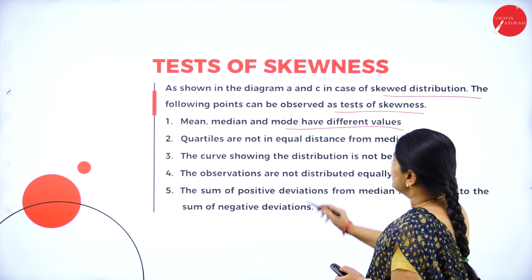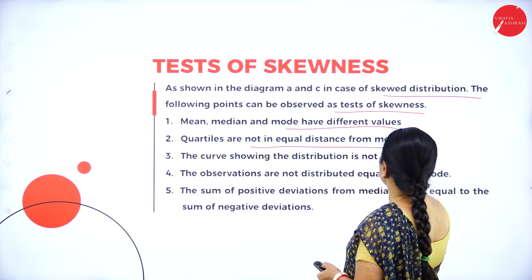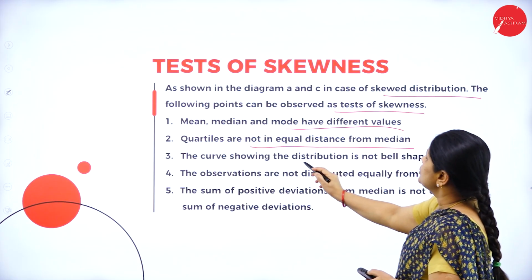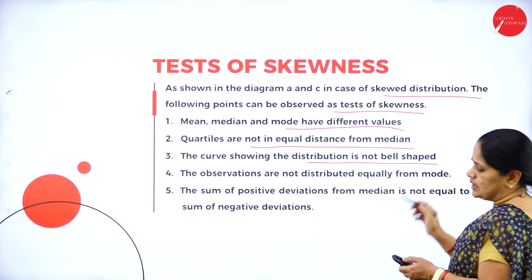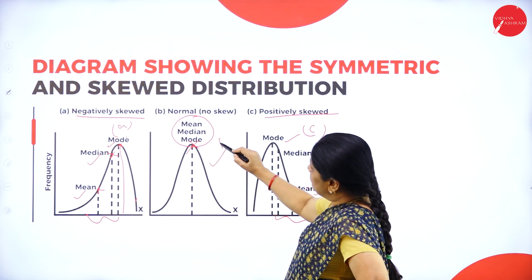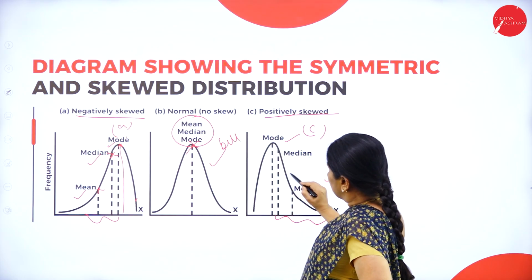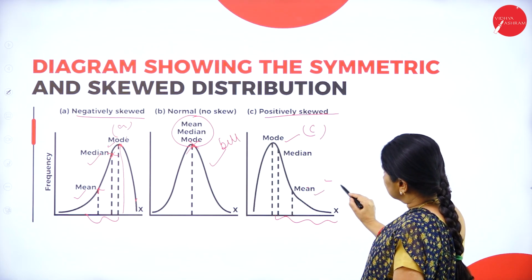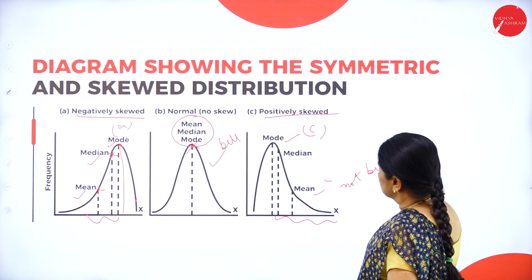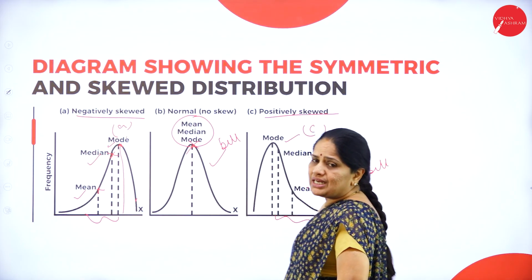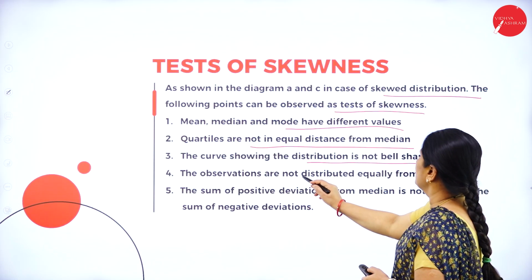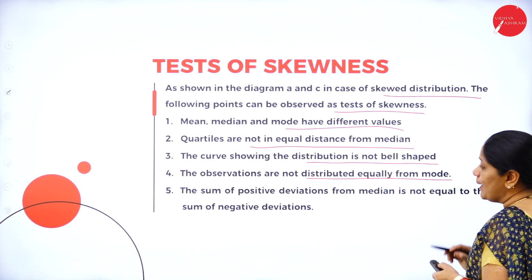Then, quartiles are not at equal distance from the median. Then, the curve showing the distribution is not bell shaped. This is the perfect bell shaped diagram, but here, this is not bell shaped, and in this curve also there is no bell shape. Then, the observations are not distributed equally from the mode.